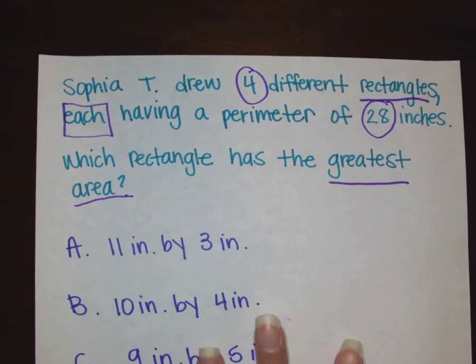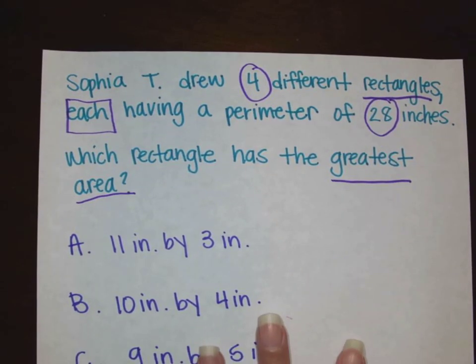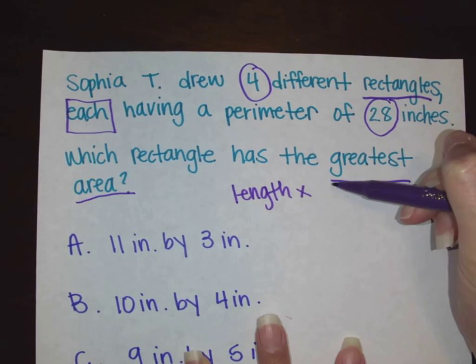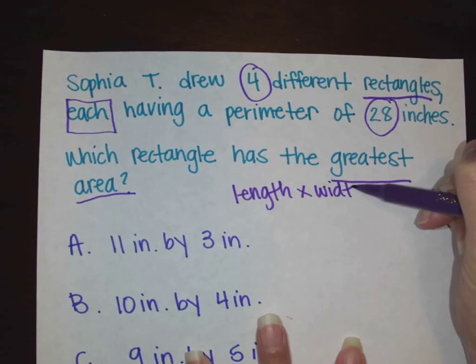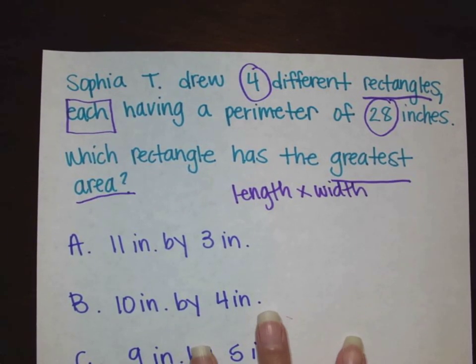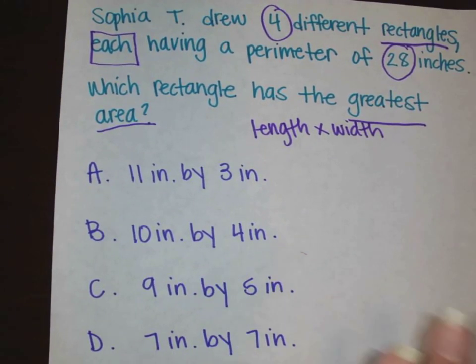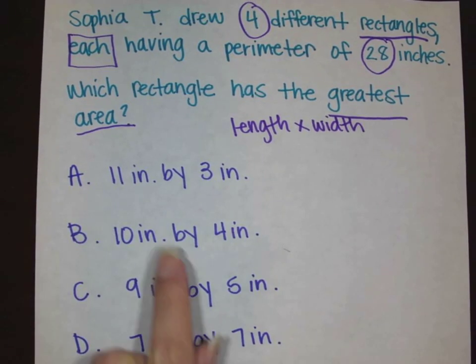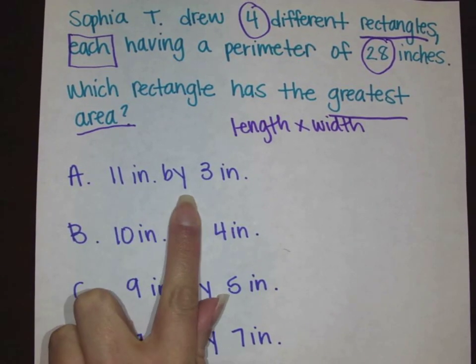Okay, so what do we know about area? How do we solve area? Length times width. When we have a rectangle and we see the square units inside the figure, we can count those square units. But let's look at our answer choices. All right, look at A. All it says is 11 inches by 3 inches.